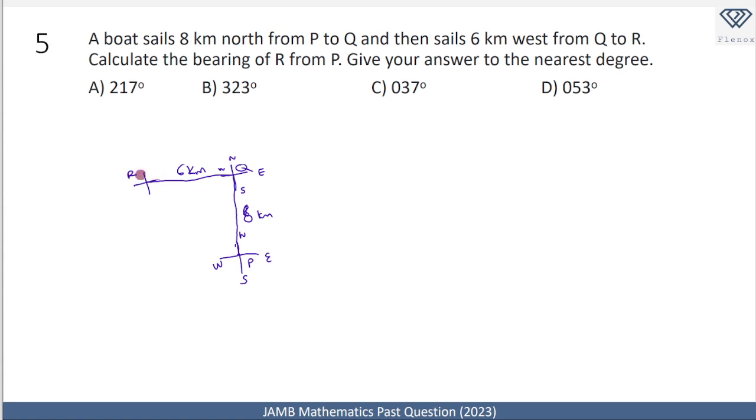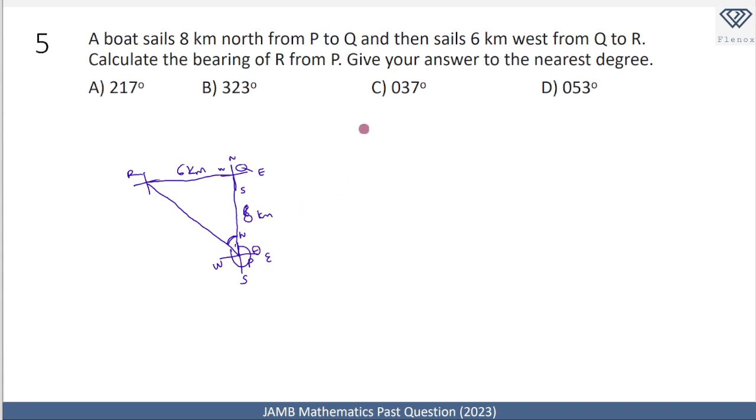So the question is asking us, what is the bearing of R from P? So we're going to draw a line connecting R and P, and by the bearing of R from P, what they're asking us is to calculate this angle over here. So now we know that the angle at a point is 360 degrees. So if we can find the angle over here and subtract it from 360, we can calculate the bearing, and let me call that theta, which is what we're finding.